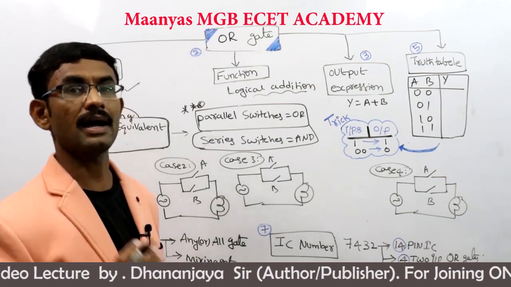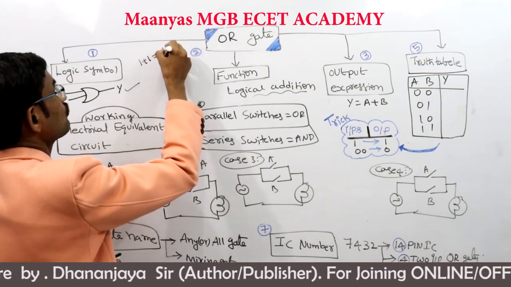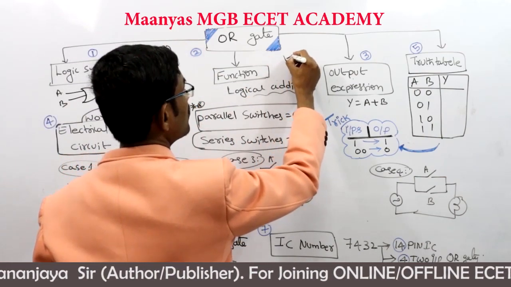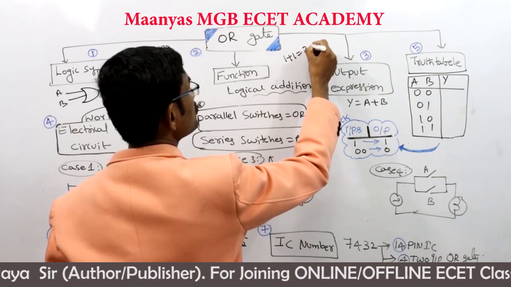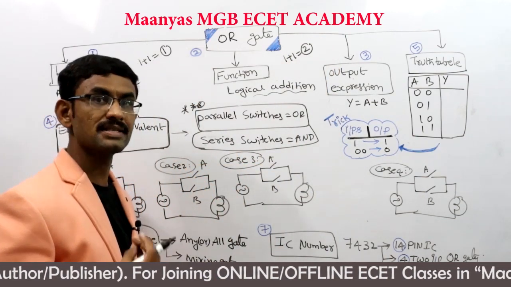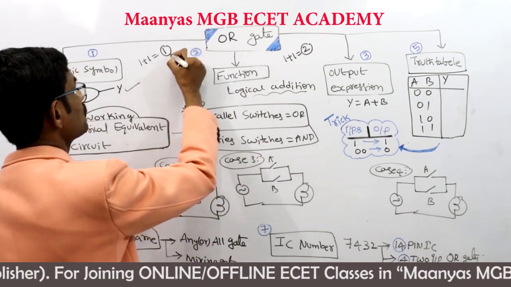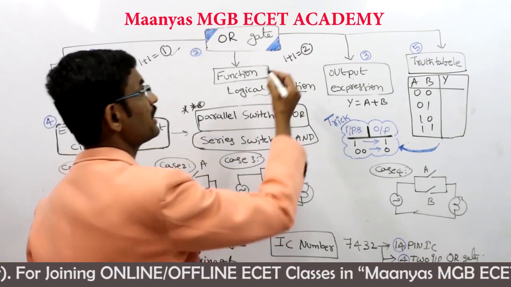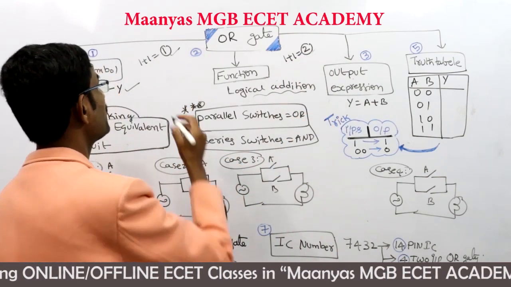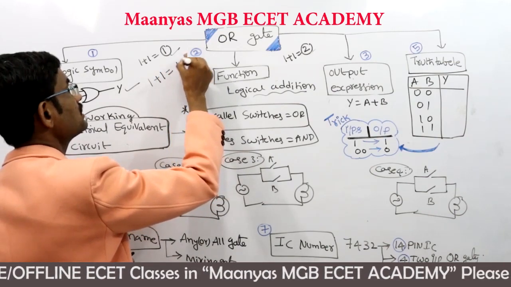In logical addition, 1 plus 1 is equal to 1. Whereas in ordinary addition, 1 plus 1 is equal to 2. Ordinary addition is also called decimal addition. In logical addition, 1 plus 1 is equal to 1. In decimal addition, 1 plus 1 is equal to 2. In binary addition, 1 plus 1 is equal to 10.